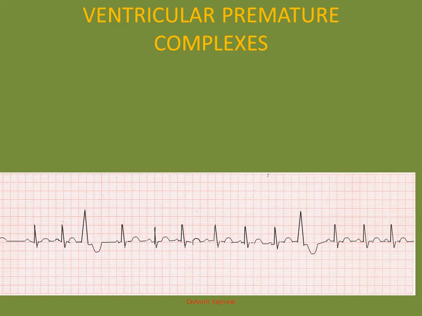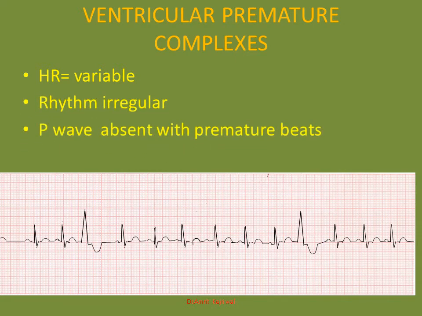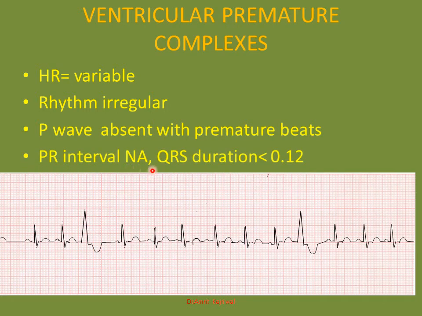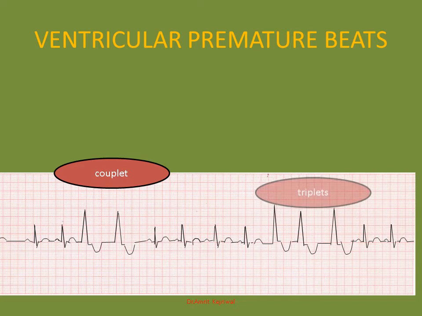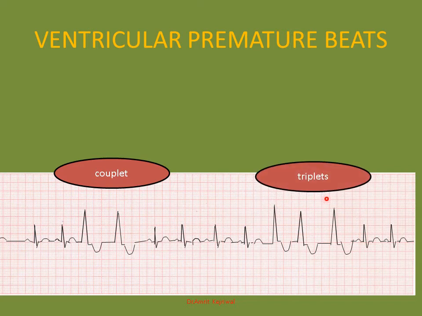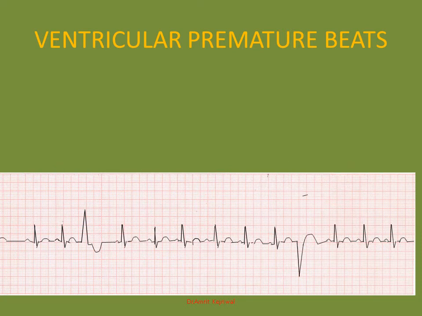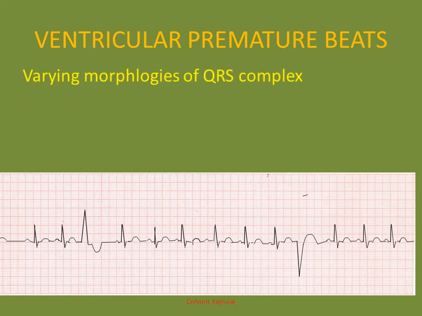So look at these ventricular premature complexes. The heart rate is variable, rhythm is irregular, P wave is absent in the premature beats. You can see over here there is no P wave. PR interval is not applicable, and QRS duration is normally 0.12 second, but the QRS duration of the premature beats is bizarre. So in this we are getting two ventricular premature beats coming together, a couplet, and three ventricular beats coming together, triplets. And this is how the polymorphic QRS complex will look. You've got different QRS complex over here and a different QRS complex over here.